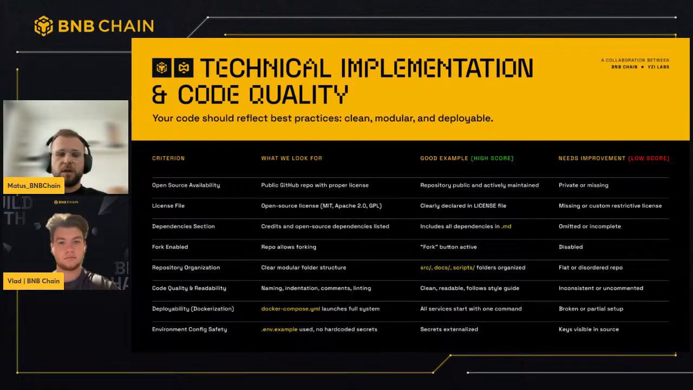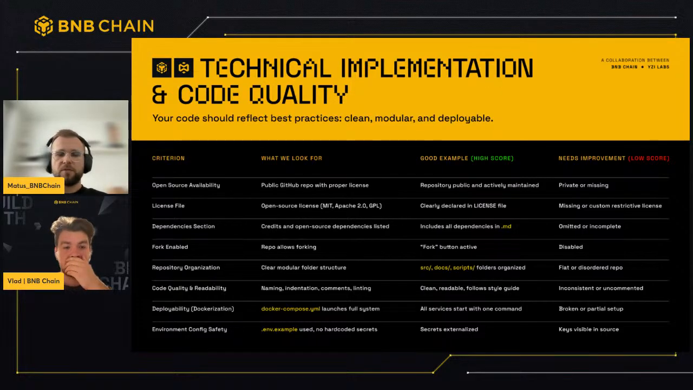Next one is repository organization. This is very, very important because judges will go over your code, and the clearer your folder structure is, the easier it is to evaluate it. If it's very messy, judges usually don't have time to go over everything. You can really lose points on that. Of course, code quality, like naming, comments, anything that can make the judges' life easier.